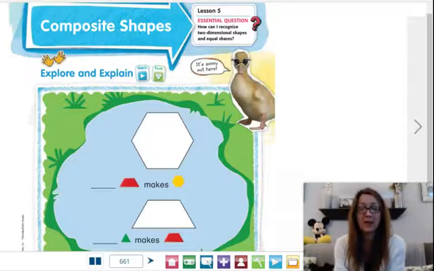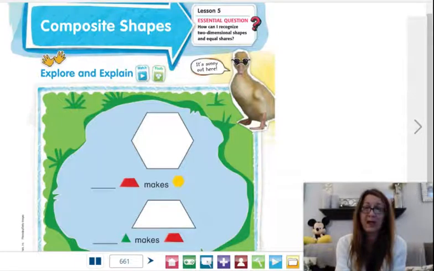So on the first page that we're going to look at, it's page 661 in your math book. And normally we would be using our attribute shapes with this page, but since we are at home, all we need to do is just draw lines in for today. So let's look at our examples that we have here.